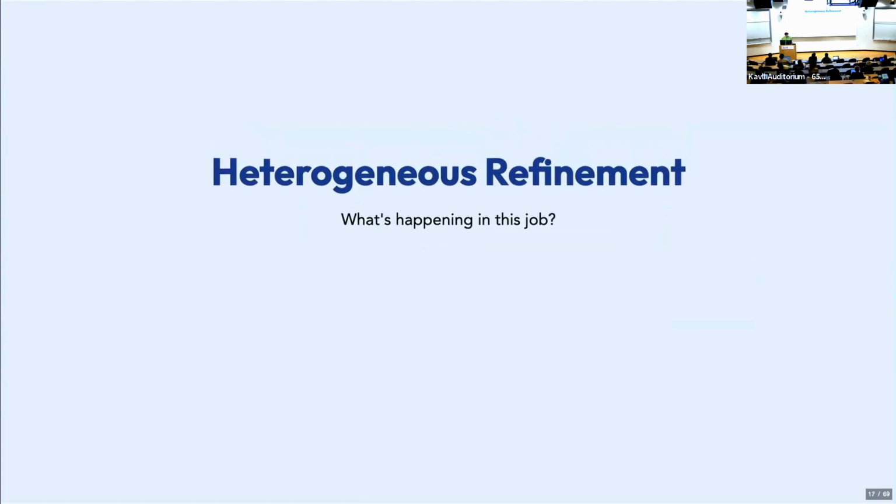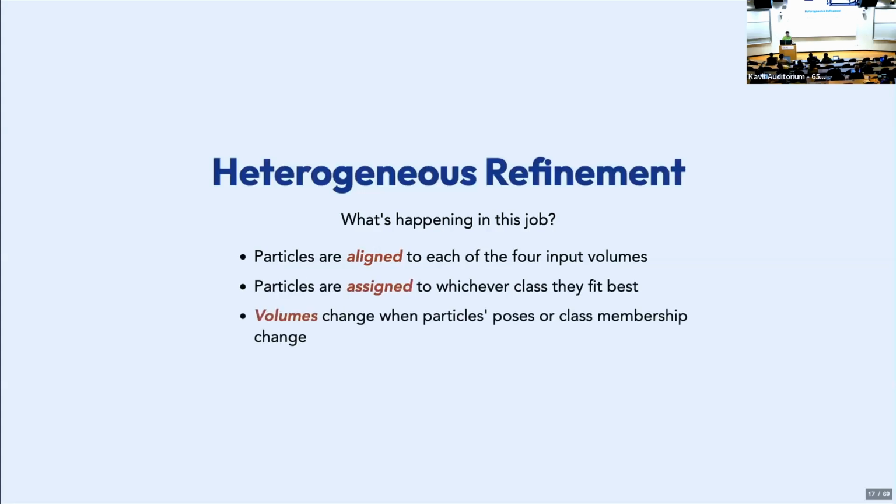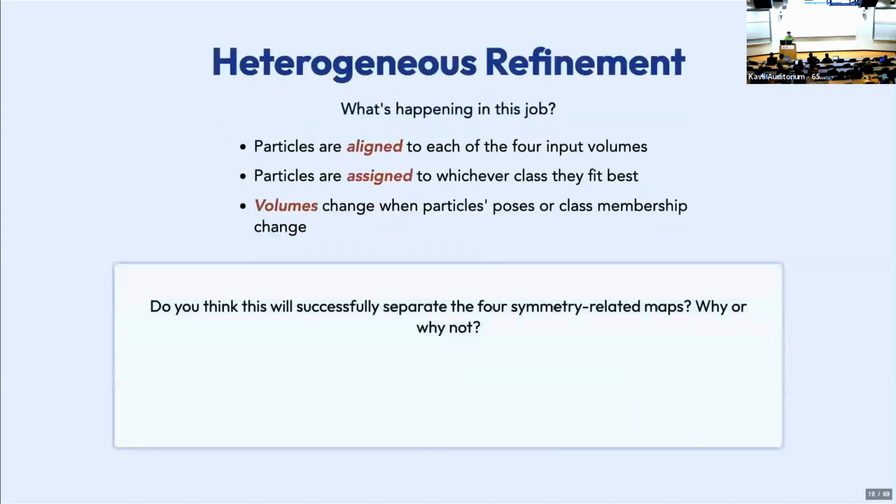So what's happening in this job? The particles are being aligned to each of the four input volumes. In the beginning, they're identical, so they're being split evenly. But as things change, as one of the calmodulins gets stronger and the rest get weaker, the particles will be pushed over there. The particles are assigned to whichever class they fit best, and the volumes change when the particle poses or class membership changes. Okay? So now this one, I am going to have the answer.